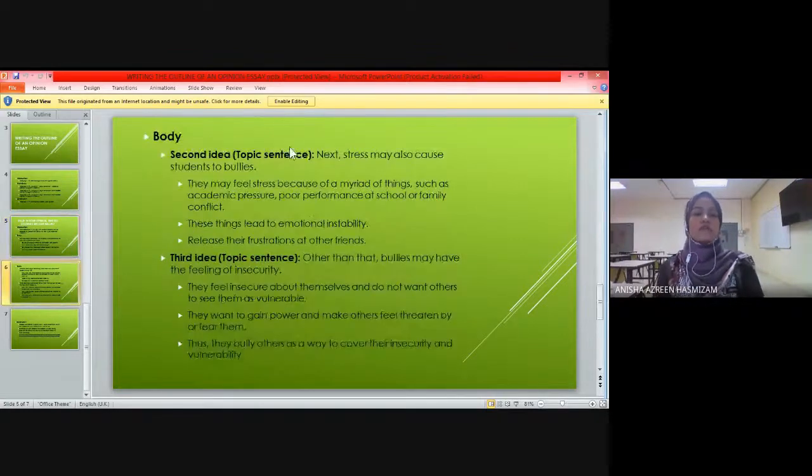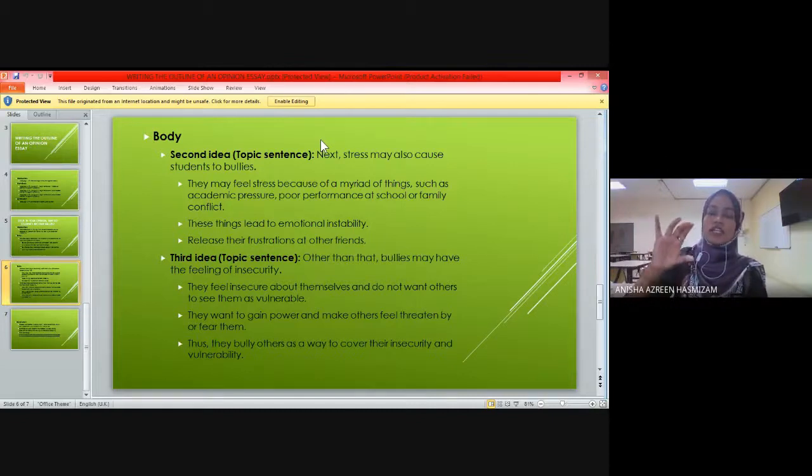Okay, move on. This is the second idea. So this is the second topic sentence. Next. Nampak dia pakai next. Tadi first. Now they're using next. The writer is using next. So it indicates change of idea. So we are now going into the second idea, the second main idea, the second topic sentence now.